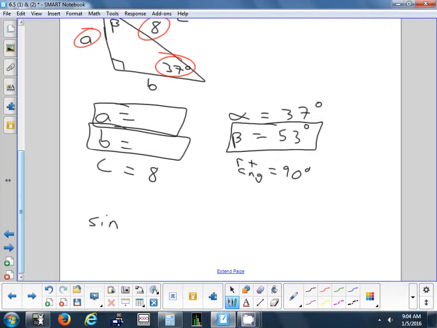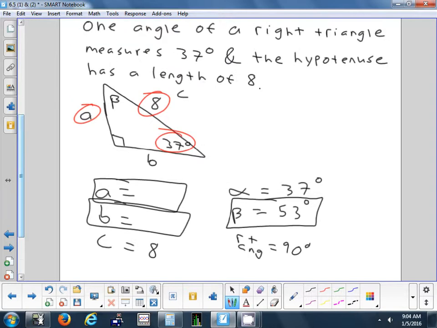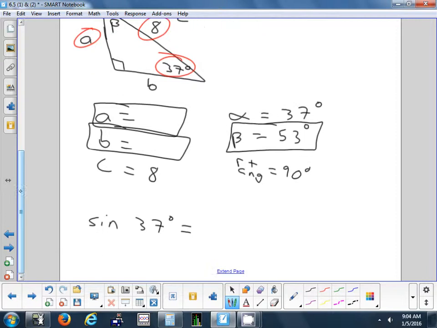So it's always the sine of my angle equals opposite over hypotenuse. Opposite is A, hypotenuse 8. Hey, any questions so far?